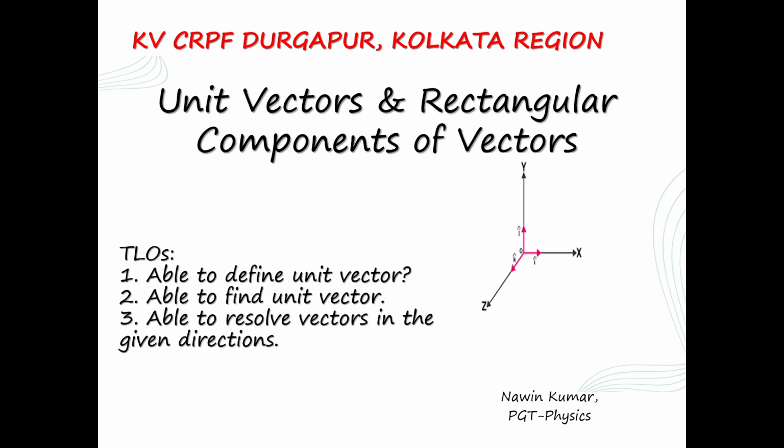In a plane, consider Cartesian plane, x, y, z axis representing Cartesian coordinates, then i cap, j cap and k cap are unit vectors along x-axis, y-axis and z-axis.